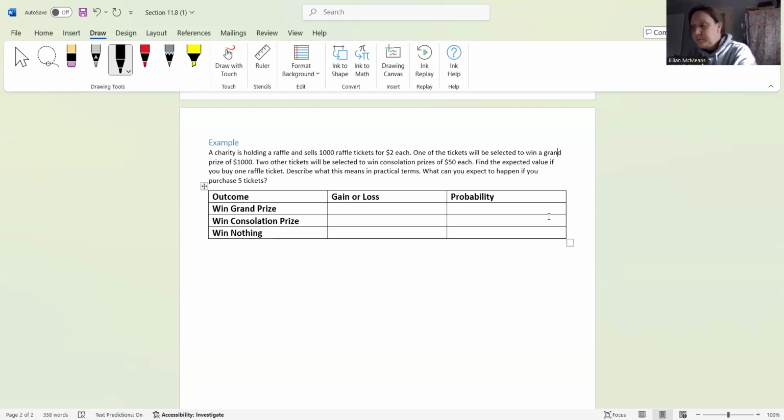Okay. So, first of all, what kind of charity raffle is going to give away over half of their earnings? I have no idea, but let's just say that the grand prize is $1,000, consolation prizes are $50, and let me hydrate.